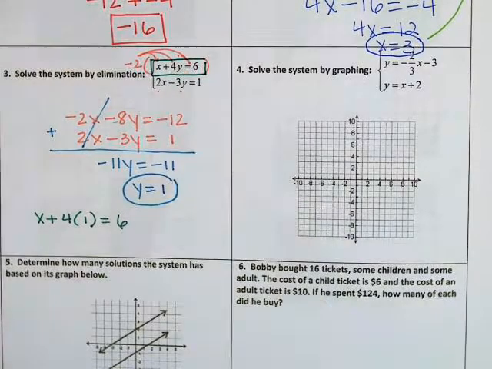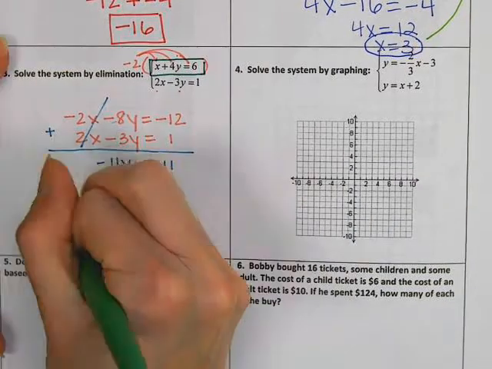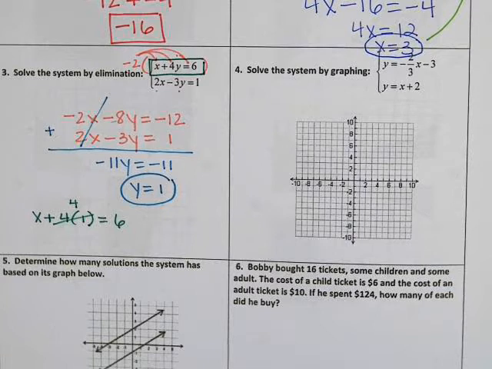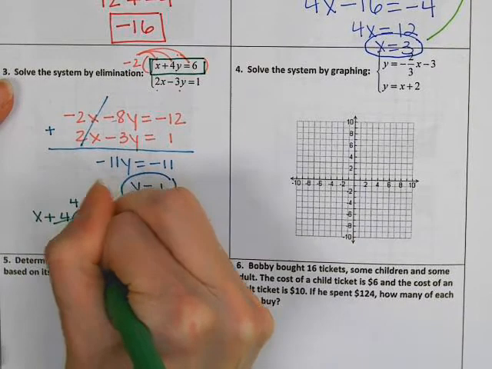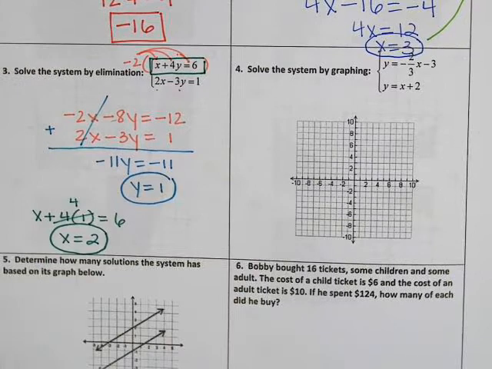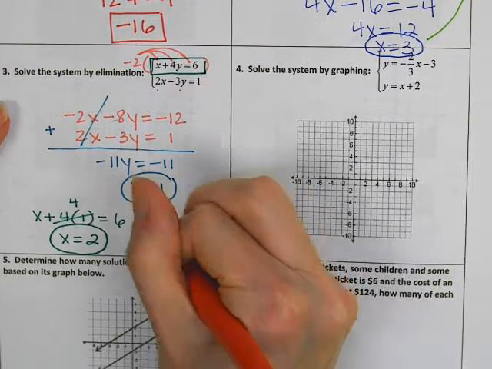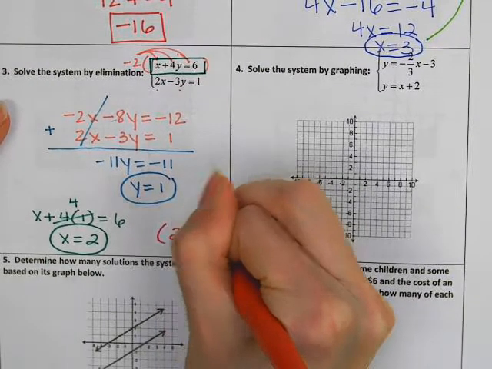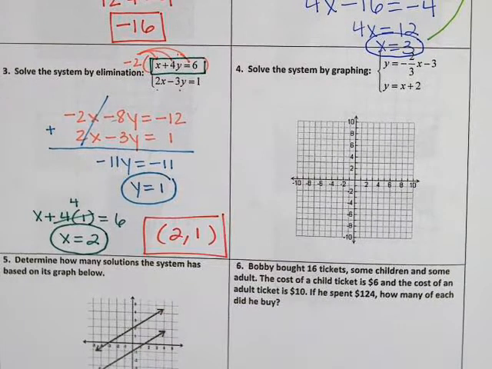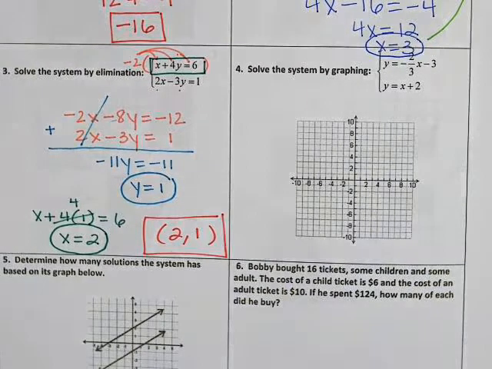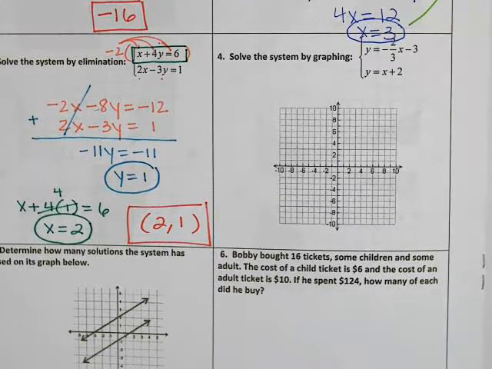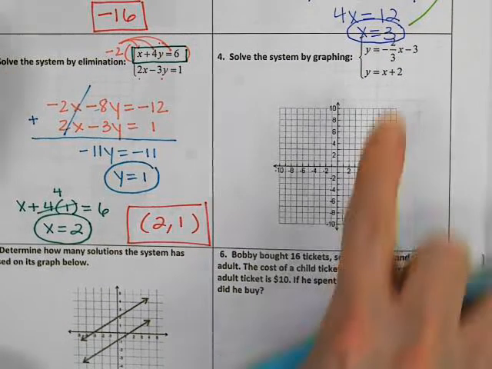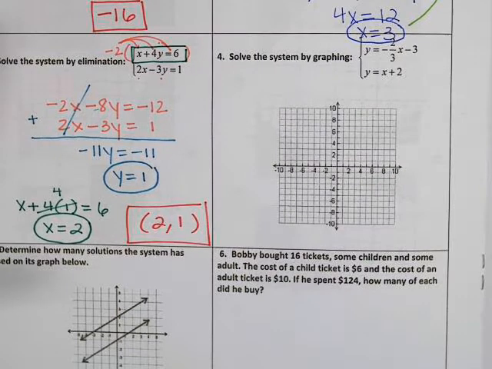Because we're plugging that in. And then let's clean it up. 4 times 1 is 4. And then if you minus the 4 over, you end up getting x equals 2. Okay? So final answer would be the ordered pair, 2 comma 1. That was elimination. And then number 4 is solve by graphing. This is where you graph the two lines and you see where they cross.